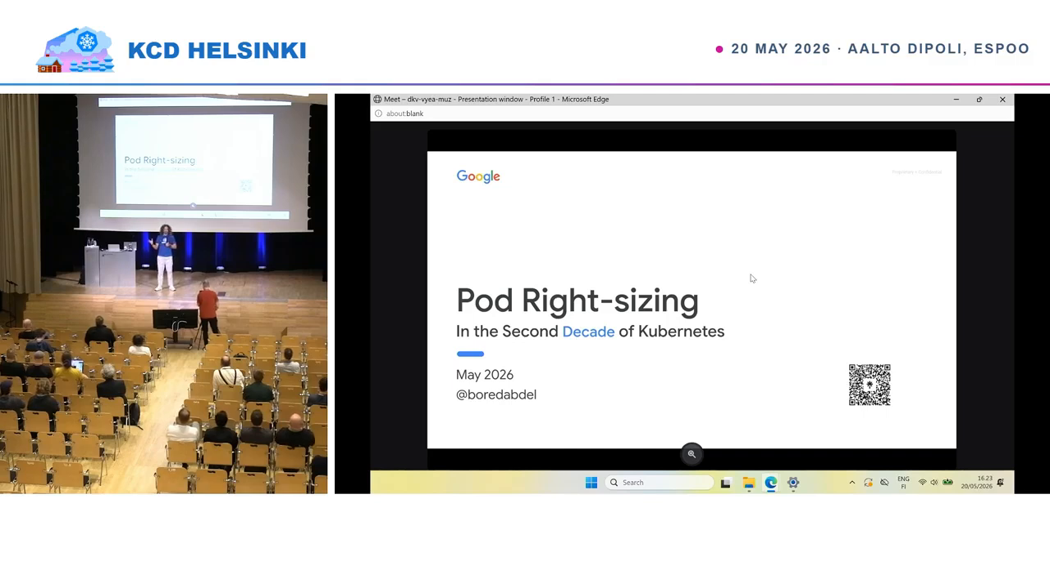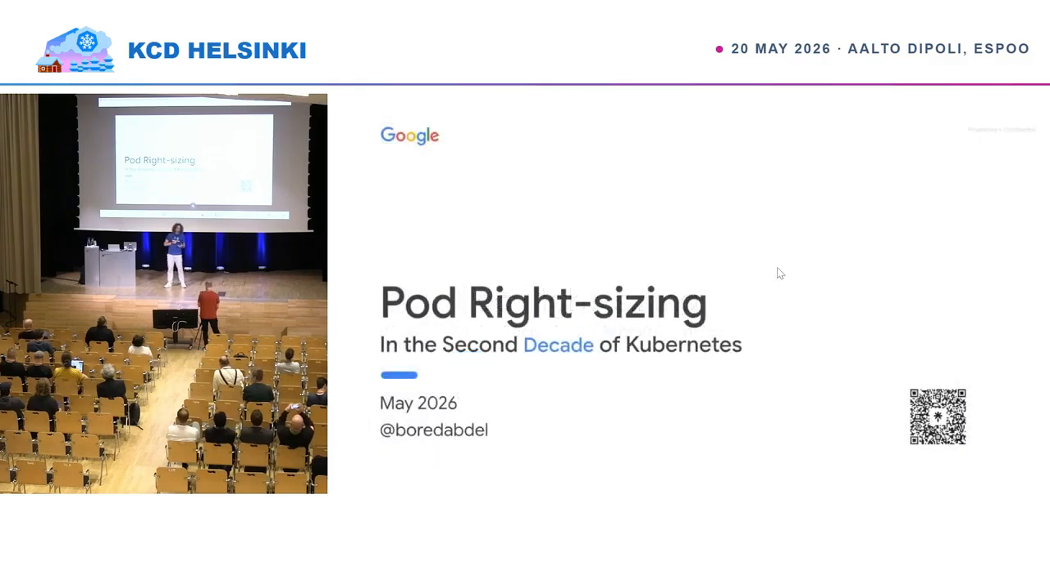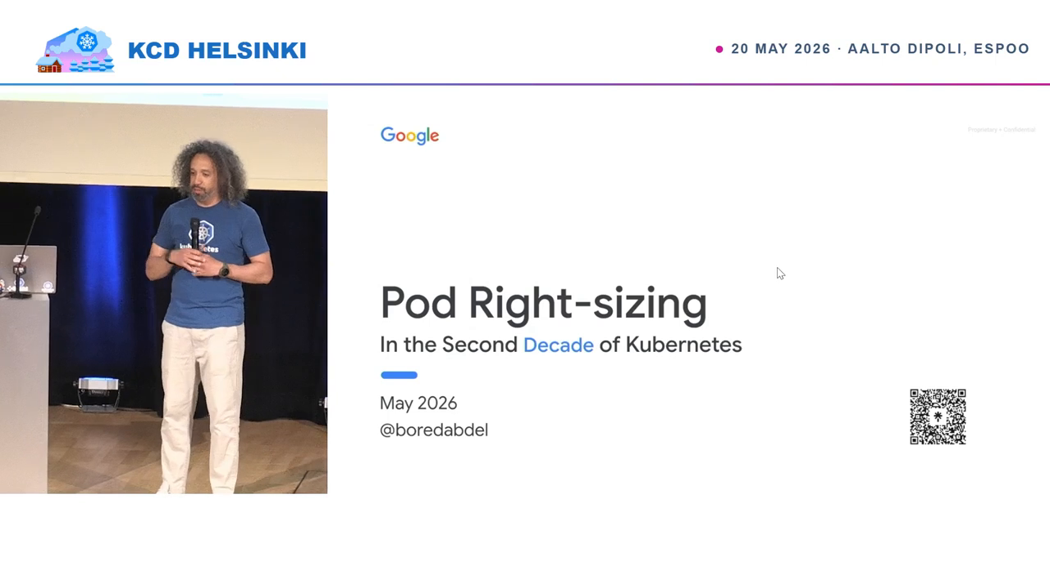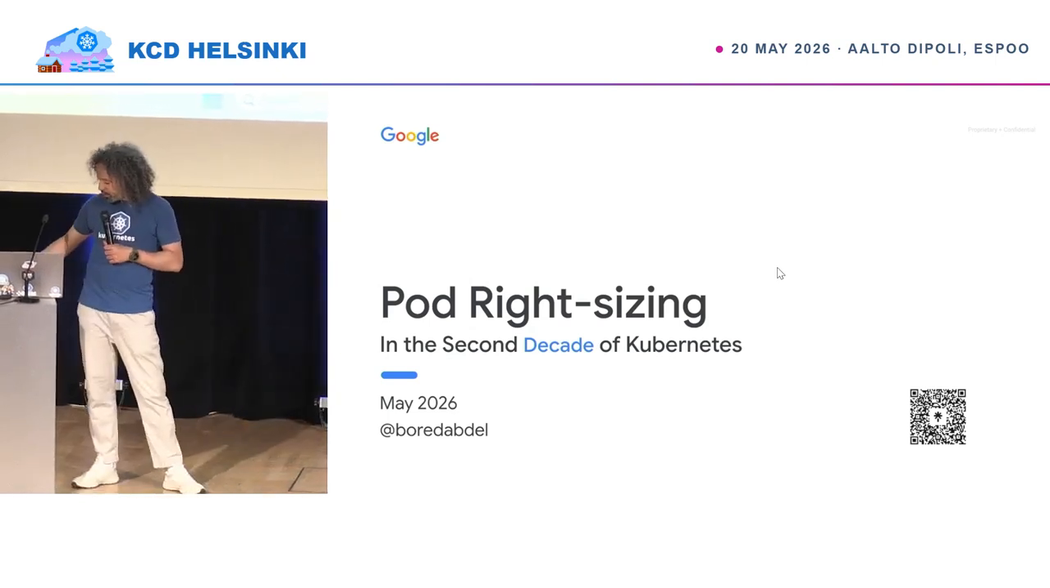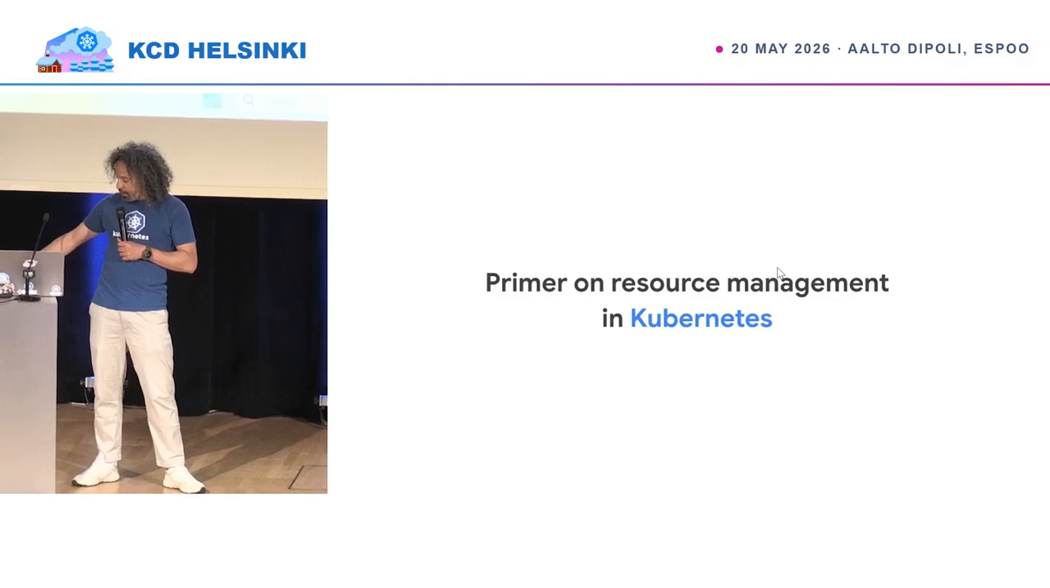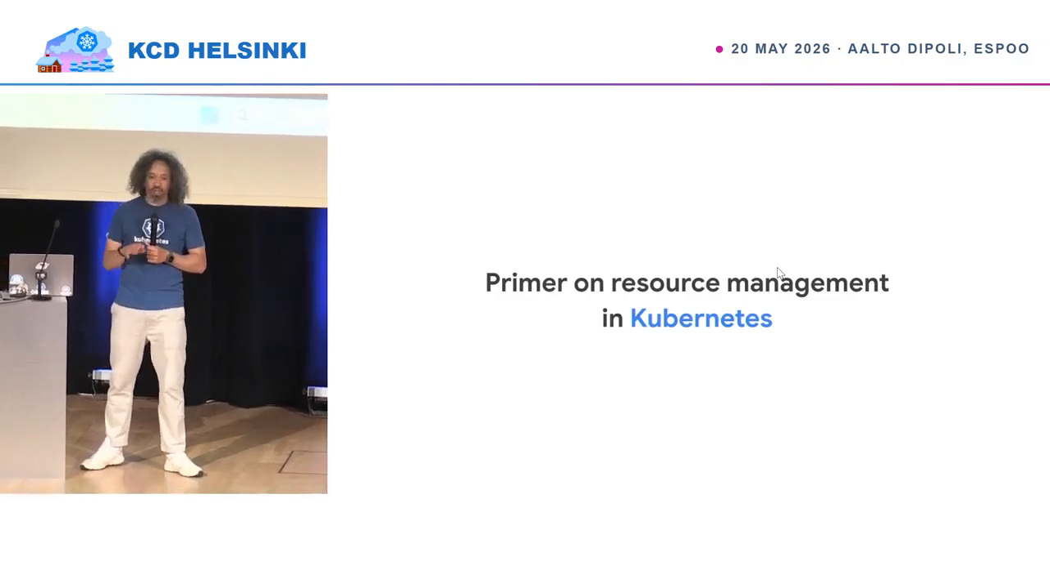But the goal of this presentation today is to talk about where Kubernetes is in terms of resource management in general. So we called it pod right sizing in the second decade of Kubernetes, because there's actually a lot of things happening within the Kubernetes open source to make scheduling workloads easier. I'm going to spend a couple of minutes giving you a primer.